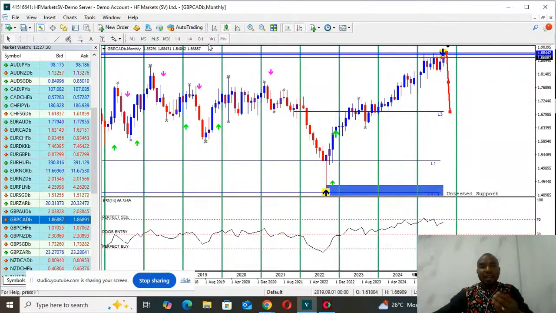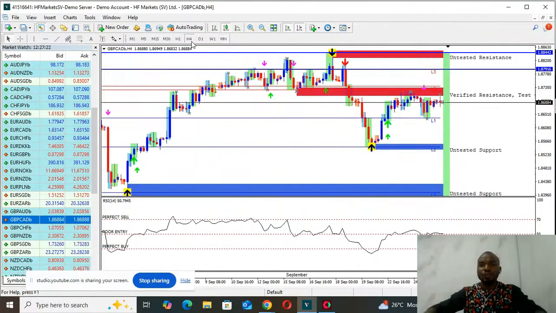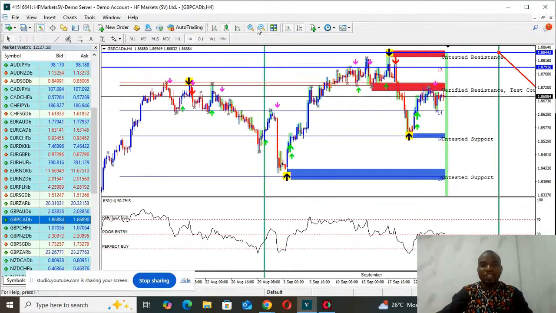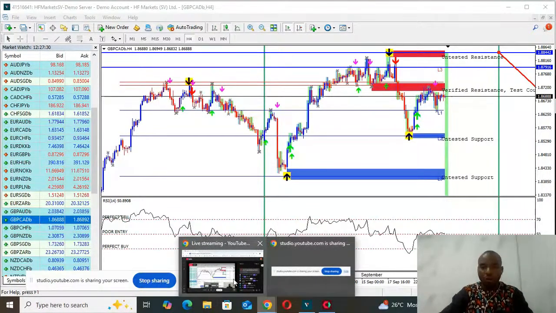Okay, so now swing trade gives you that comfortability, that comfort, that peace of mind, right? To allow trades to go your way.